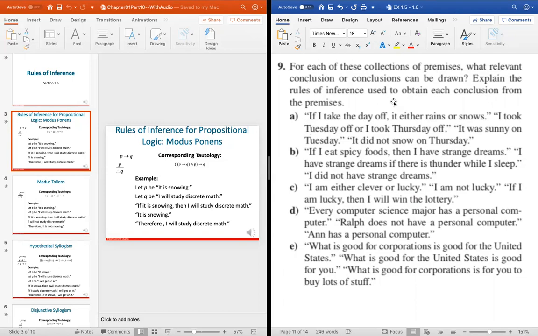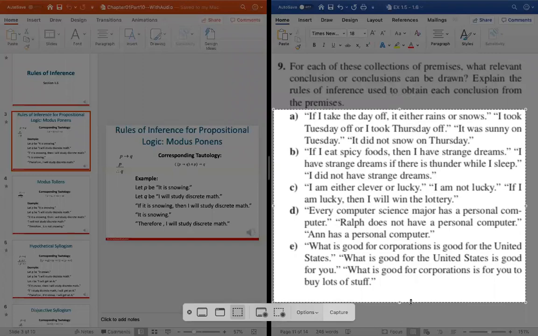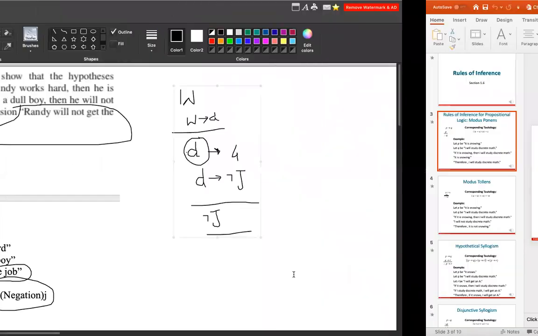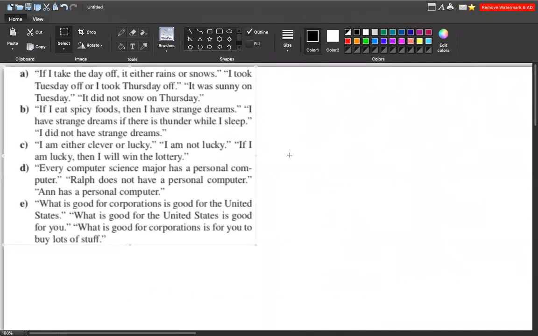So for each of these collections of premises, what relevant conclusion can be drawn? Explain the rule of inference used to obtain each one. Okay, so we have to basically take these ones. Let's take here. Okay, so let's do part number A here. Part number A.